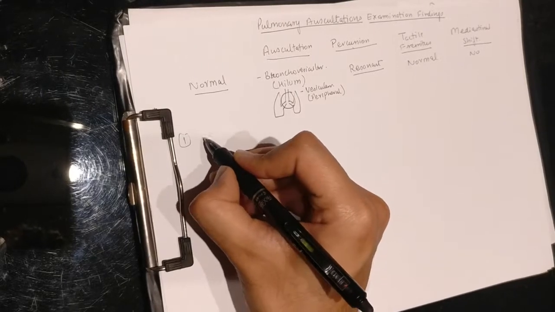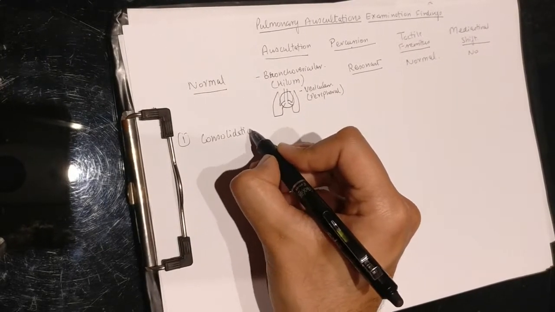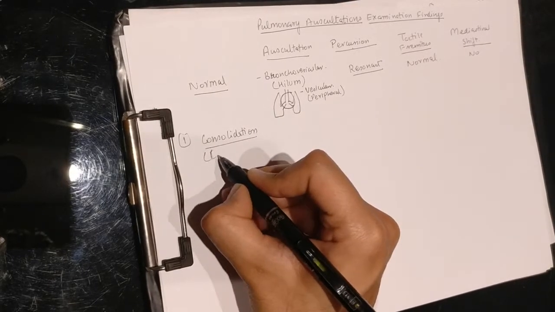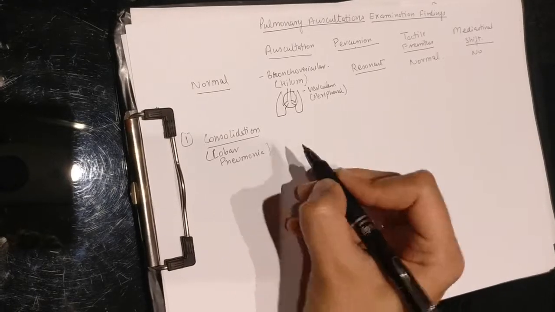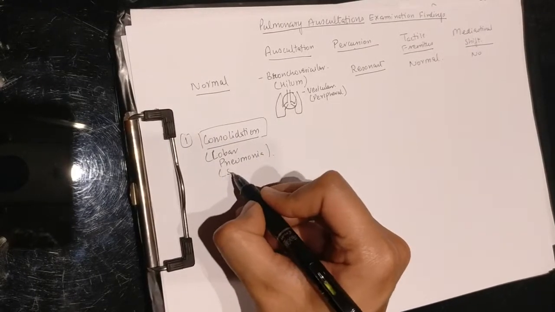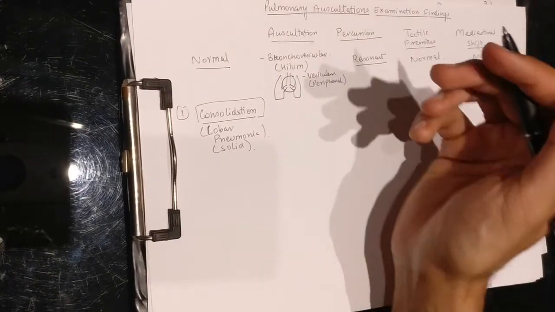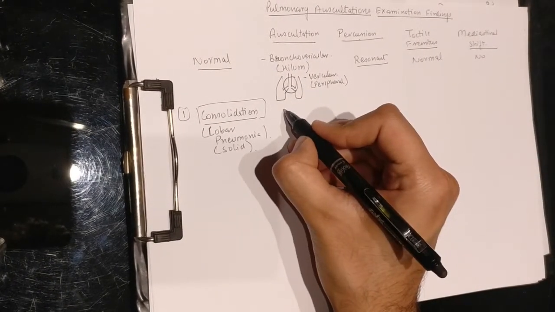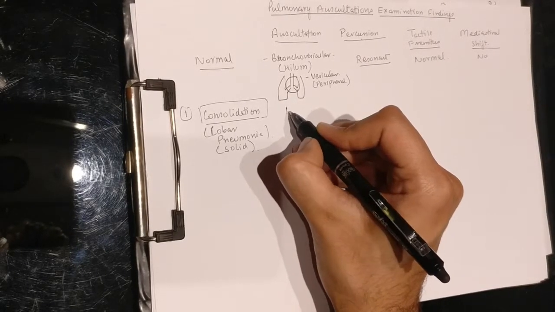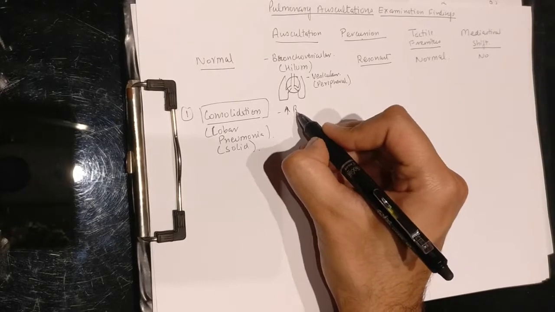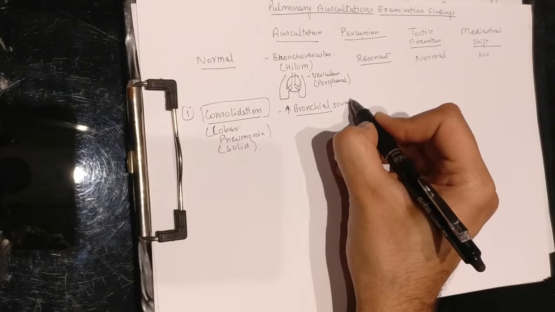Now our first condition is consolidation, seen in lobar pneumonia. Now consolidation is solid. The lung has become a solid organ. What do we hear in the auscultation? First of all, the auscultation would be increased. Bronchial sounds would be increased.